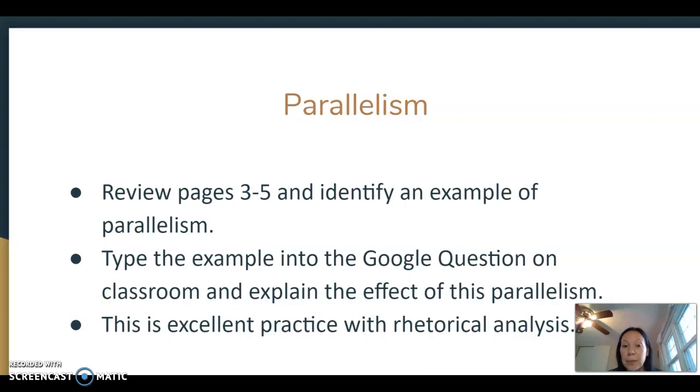So again, this would be a good time to pause, find an example of parallelism in 3 through 5, post it on Classroom, and then come back to the presentation.